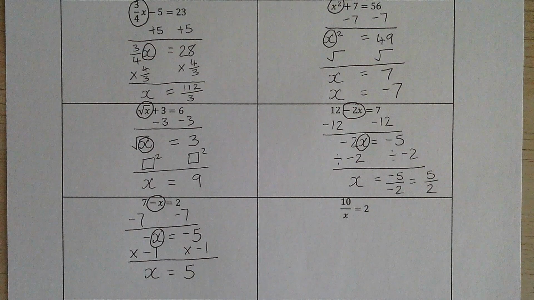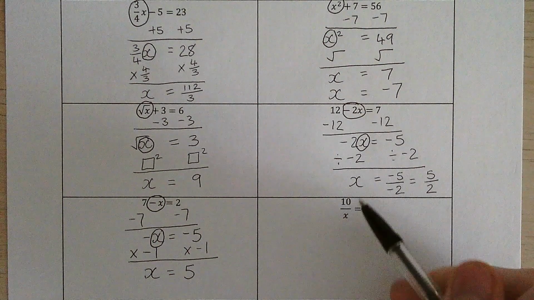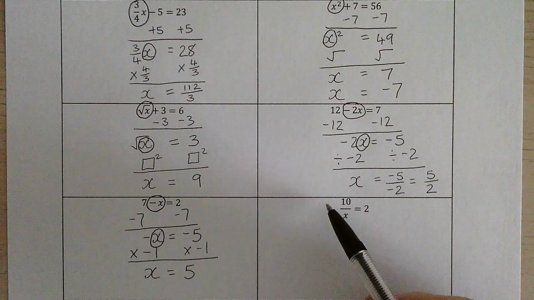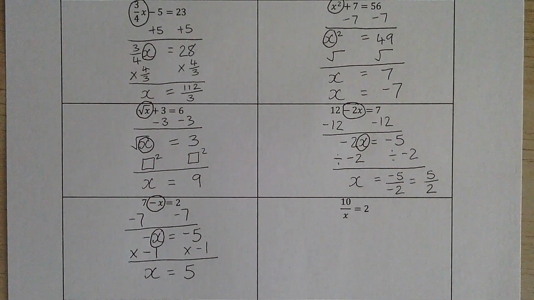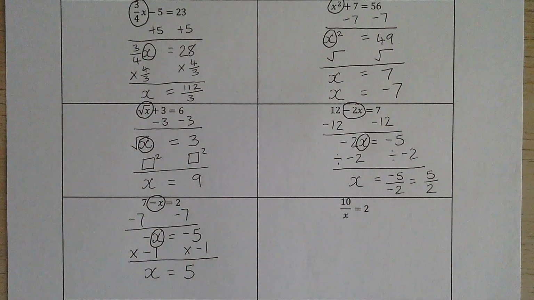On to the final question for today, and we have 10 divided by x equals 2. Now here, the term involving x is already isolated, so all I need to do is to isolate the variable. Now, we cannot isolate the variable in one step here. This is because x is on the bottom of the fraction rather than the top of the fraction. So what we need to do is we need to get x outside of the fraction.